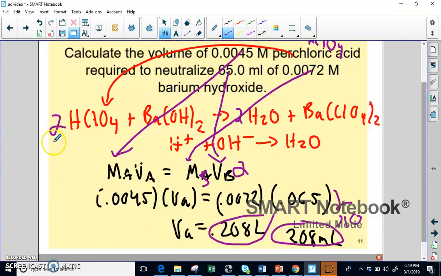But on the midterm, a lot of us forgot that when you have a 2 in balancing, you need to put a 2 in this MAVA equation. The next problems we're going to look at are neutralization or incomplete neutralization problems, where you have to calculate the pH when the reaction is not done.